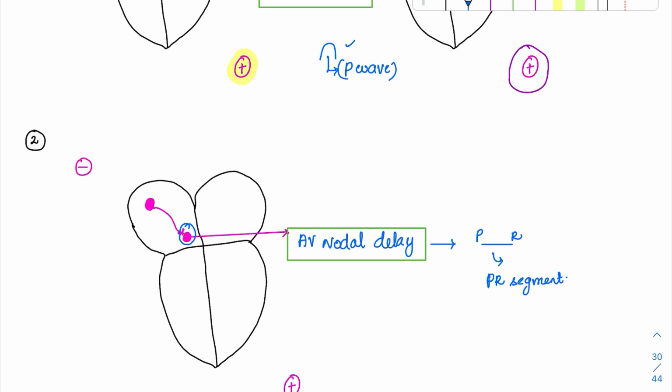Now we are done with 2. Now from here, where will it go? It will go to the bundle of His and then the Purkinje fibers. So let's go to the ventricles now.